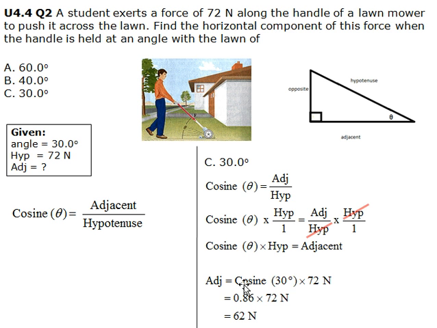And for C, again, rearrange the formula. Adjacent is equal to cosine of 30 times 72 newtons, and that gives us 0.86 times 72 newtons, which is 62 newtons.